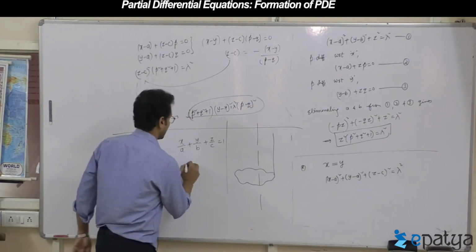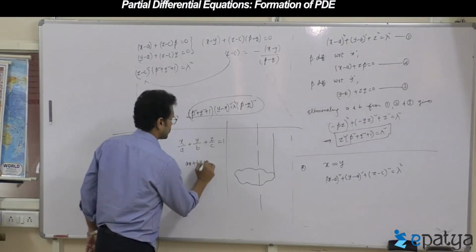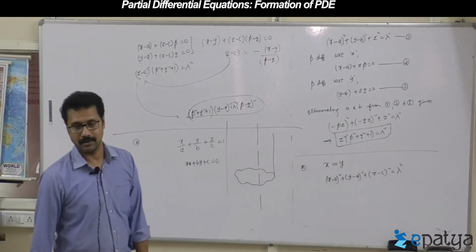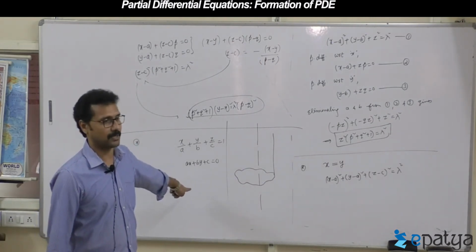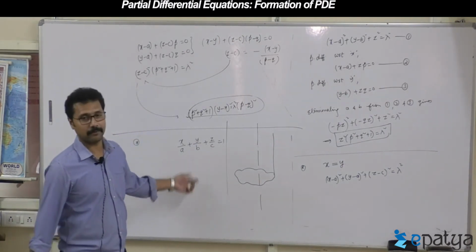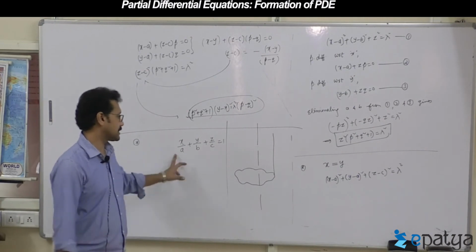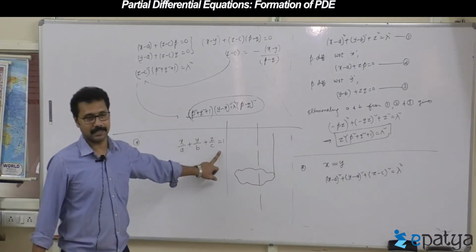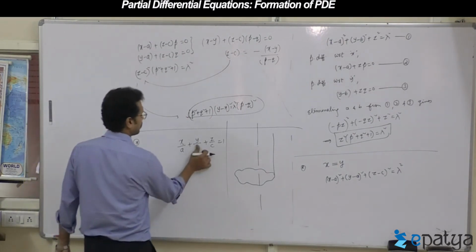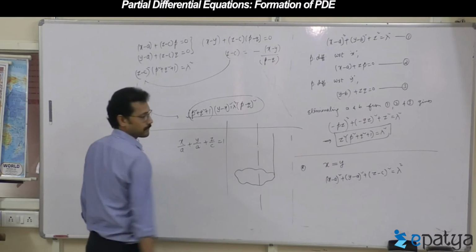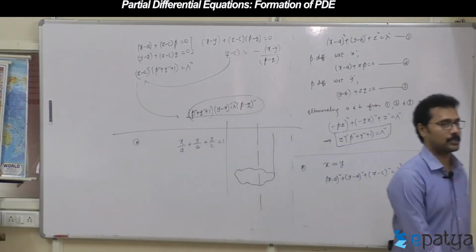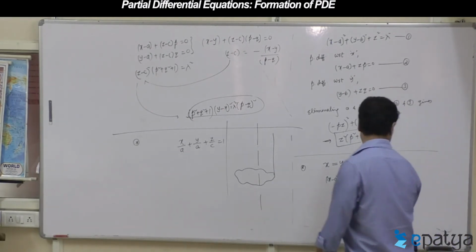For example, if I say ax plus by plus c equal to 0, it represents a plane in 3-dimensional geometry. Anyway, this is intercept form of a plane where A is x-intercept, B is y-intercept, C is z-intercept, and given that both x and y intercepts are same, therefore A equal to B. So how many arbitrary constants? 2. How many independent variables? 2. Elimination of arbitrary constants leads to first order.